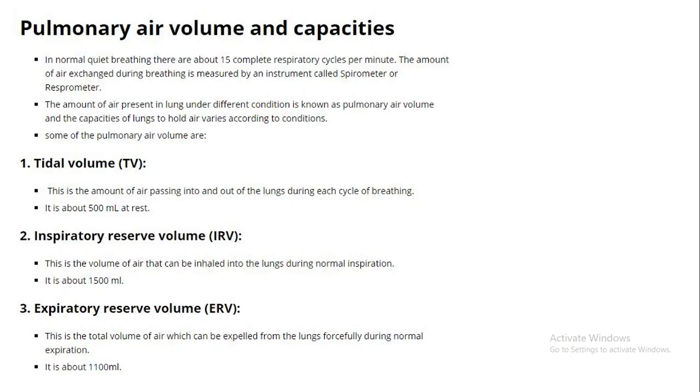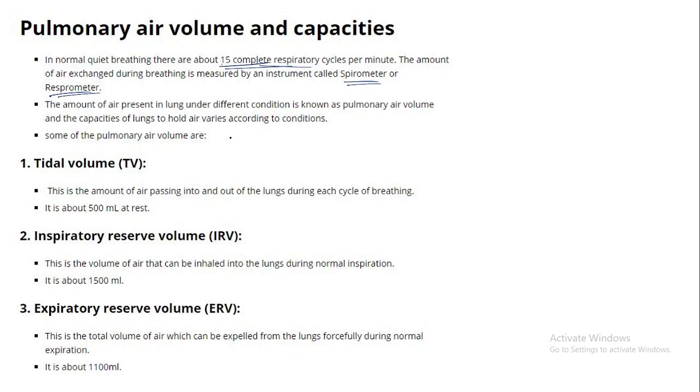So now, pulmonary air volumes and capacities. In normal quiet breathing, there are about 15 complete respiratory cycles per minute. How many? Per minute, 15 complete cycles, that is inhalation and exhalation. The amount of air exchanged during breathing is measured by an instrument called a spirometer or respirometer. That's an important point.